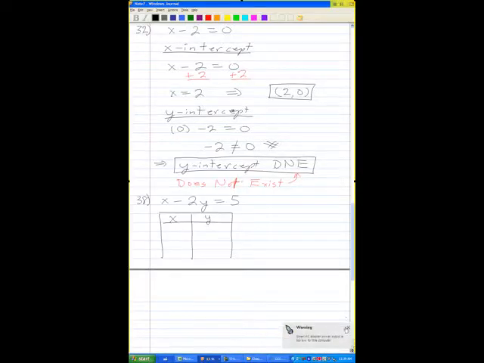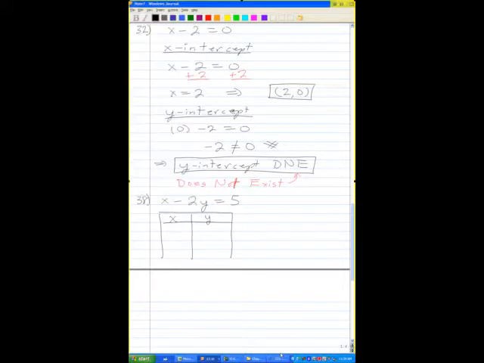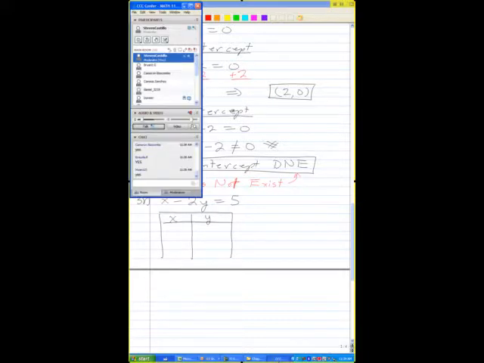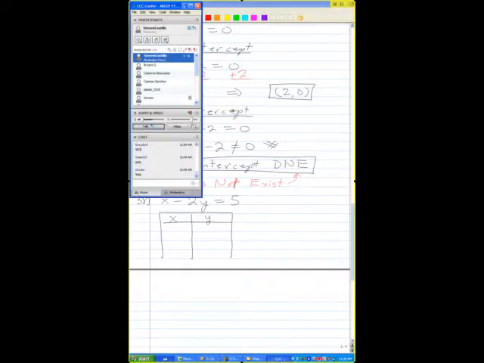Is everyone still able to see the writing in the background, or did it disappear? Can you still see the writing in the background? Yes, you can. Okay, good, good, good. Everyone's good.